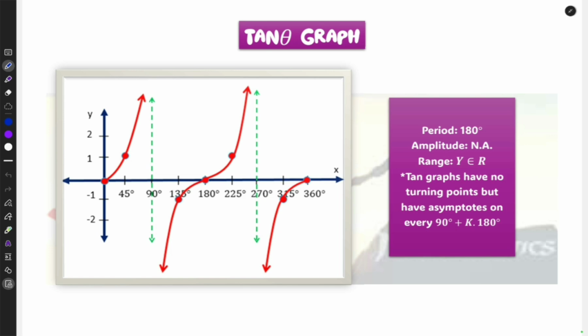Now, a tan graph repeats every 180 degrees, so not 360 like the others. And in this case, if they ask you what is the amplitude of a tan graph, you can tell them not applicable or none, because amplitude measures the distance between the middle of a graph to its maximum value. There is no maximum value, so therefore not applicable. The range is an element of real numbers. That means y extends from minus infinity to positive infinity. You can't say where it starts and where it ends. That is a tan graph.